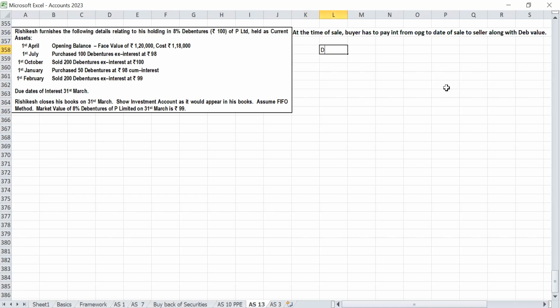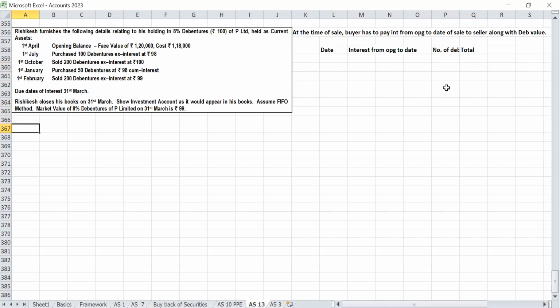Read this question. Rishikesh furnishes the following details relating to his holdings in 8% debentures, rupees 100 of P Limited held as current assets. 1st April, opening balance face value of 1,20,000, cost 1,18,000. On 1st July, purchased 100 debentures, ex interest at 98. On 1st October.